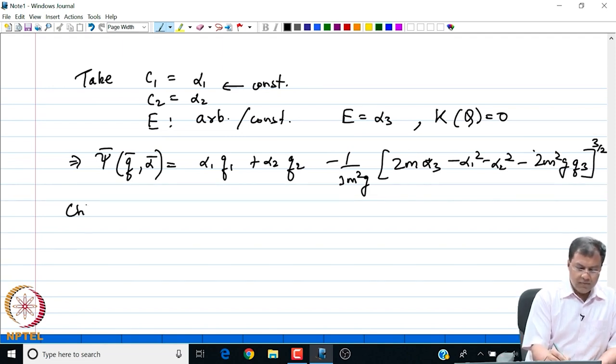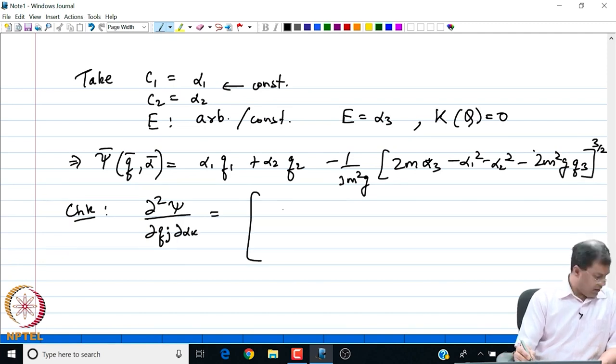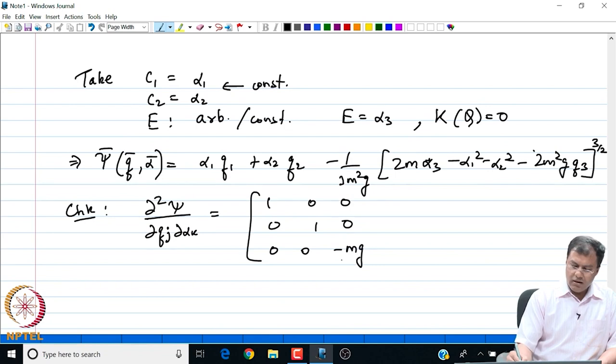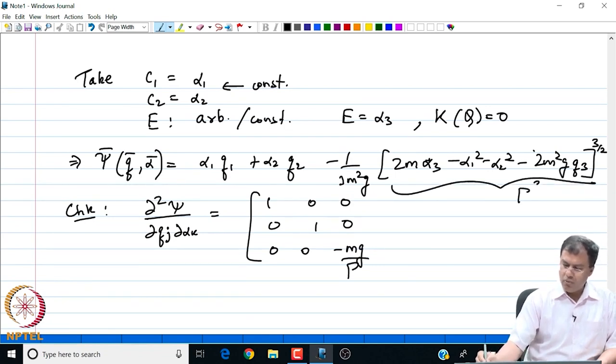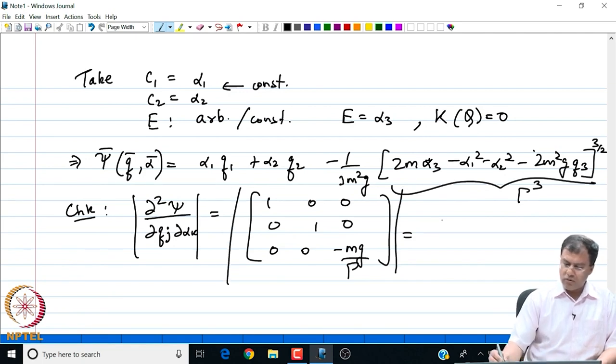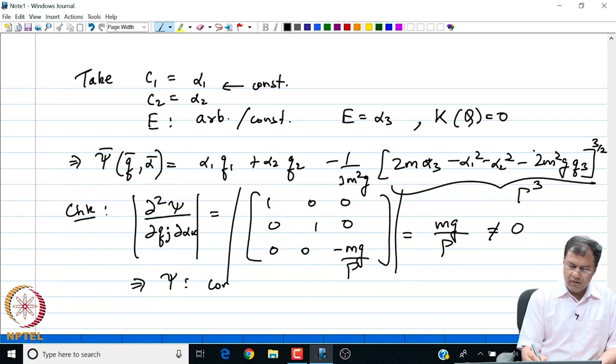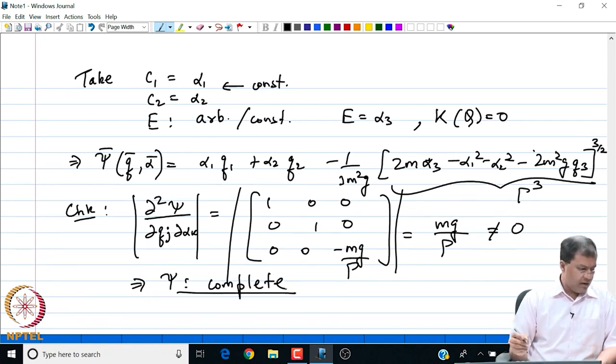So, check that this setup del 2 psi del j del alpha k comes out to be this matrix 1 0 0, 0 1 0, 0 0 minus mg by gamma, where gamma cube is this expression. And I see that this is also equal to the determinant. So, the determinant of this matrix is mg by gamma, and this is certainly not equal to 0 provided gamma is defined, right. So, the conclusion is psi is complete, which means now we are able to find the extremal.